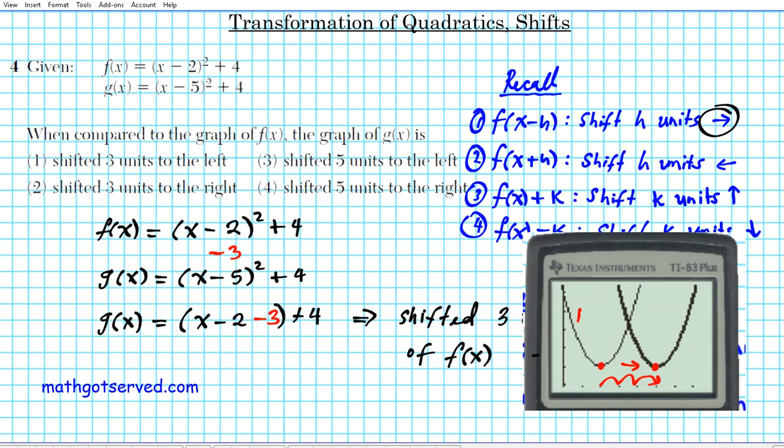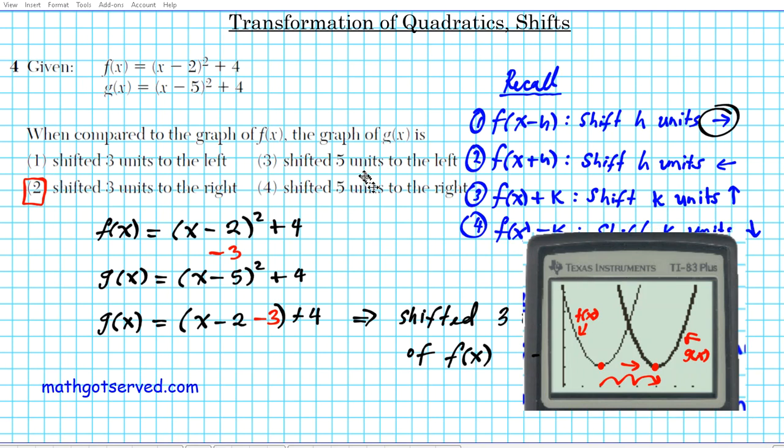This one right here is f of x. And then the darker one is g of x. So we can clearly see, ladies and gentlemen, that the answer is option number 2, shifted 3 units to the right.